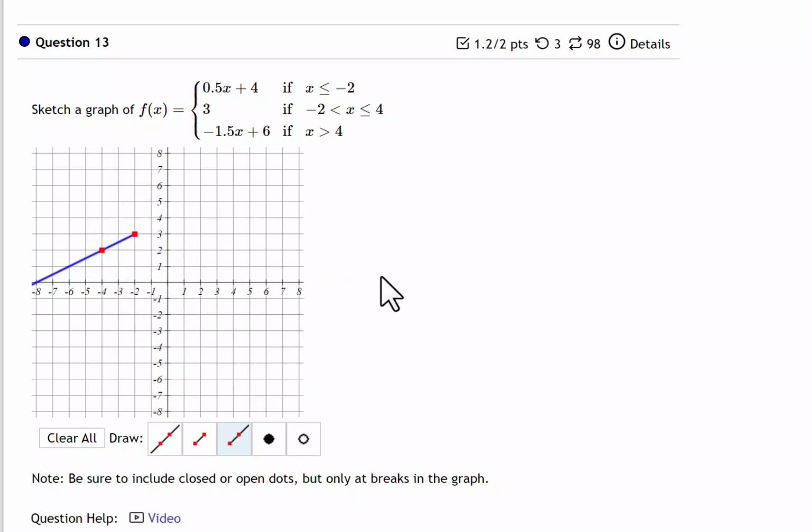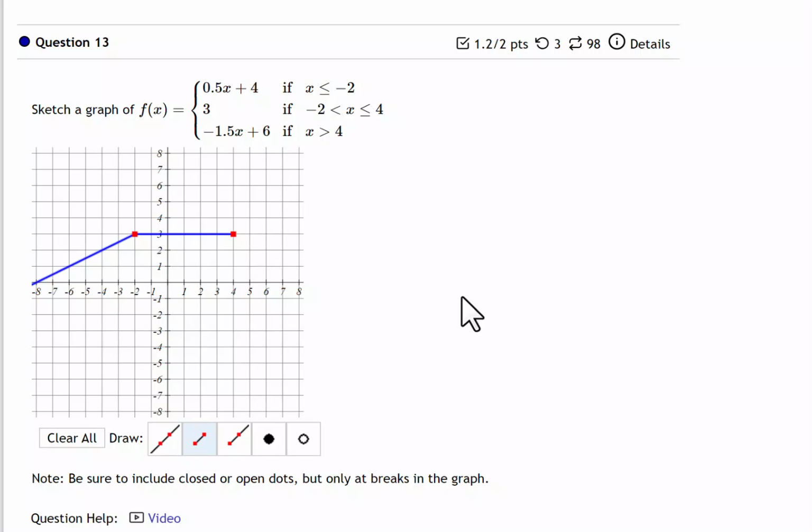Let's go to our second part. Our second piece says f of x is equal to 3 when x is greater than negative 2 and less than or equal to 4. I have a constant value of 3 for this piece of the function. This is a line segment. It's going to start at negative 2, positive 3, which is where we were earlier. So we'll go back and connect to the dot there. Then I'm going to go over to positive 4, 3, and I'll put my second dot.